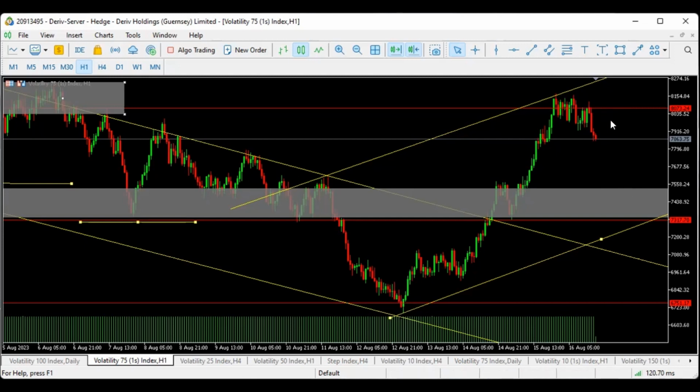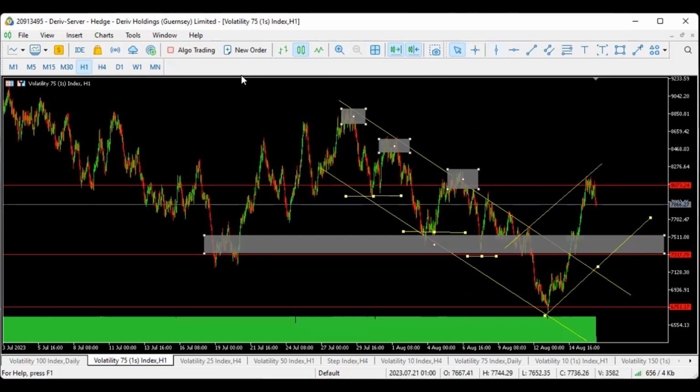Retracements are normally sluggish in nature. So you'll see bullish candles, a ratio of almost 50 to 50. The red candles will not be dominating the way the green candles are dominating over here. So that is Volatility 75 (1s).